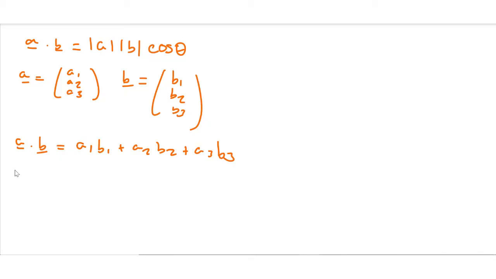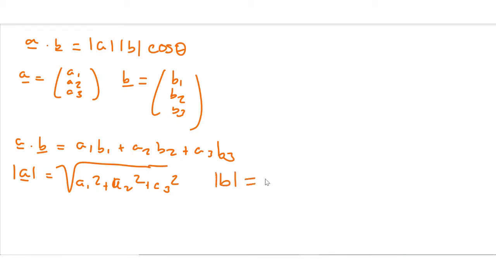Then this modulus component, it represents the length of the line. Sometimes people use two lines, but we'll just use one here. So the modulus of A is equal to the square root of A1 squared plus A2 squared plus A3 squared. And B similarly is equal to the square root of B1 squared plus B2 squared plus B3 squared.